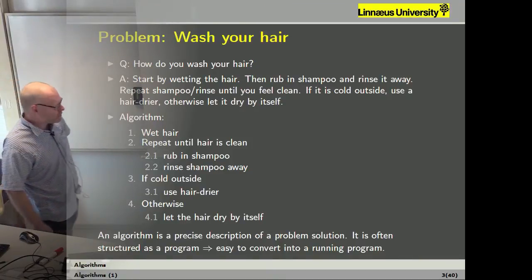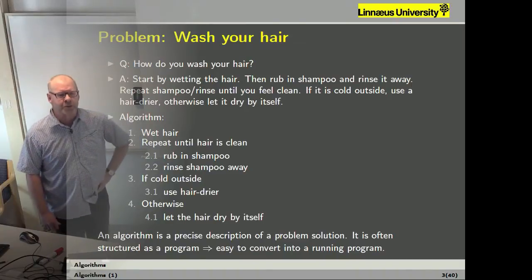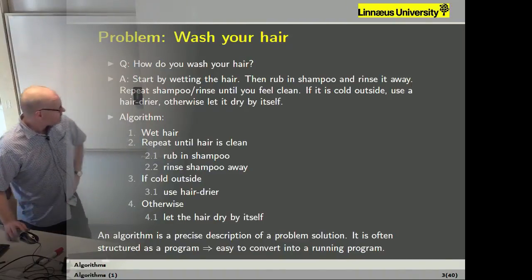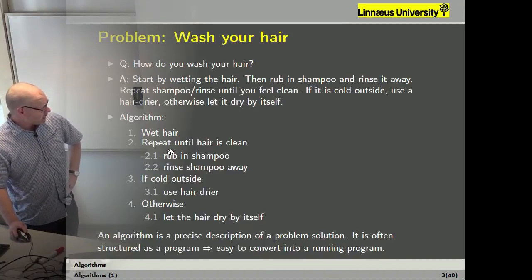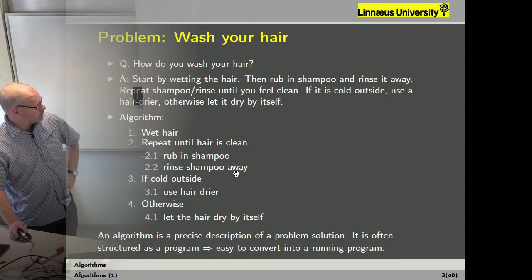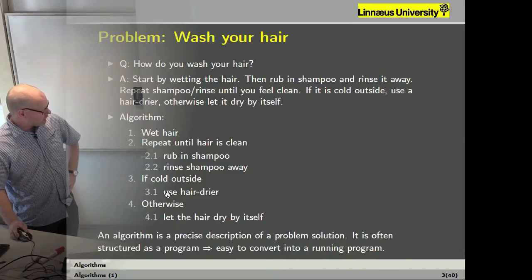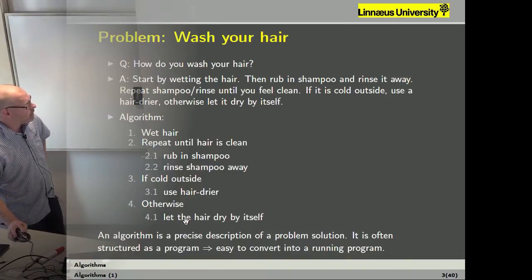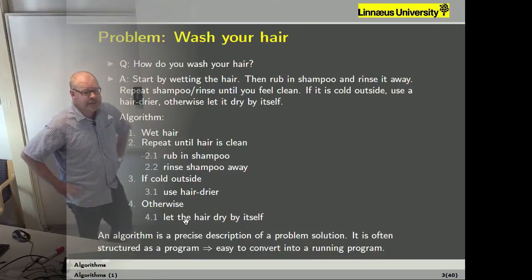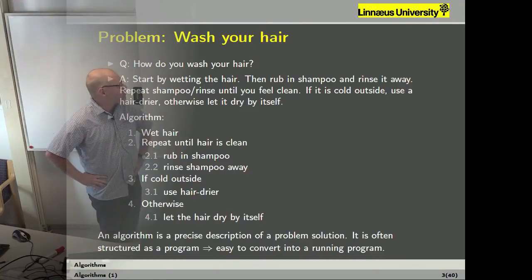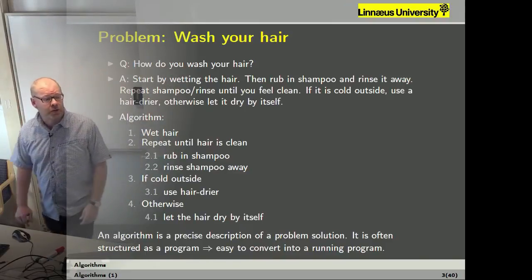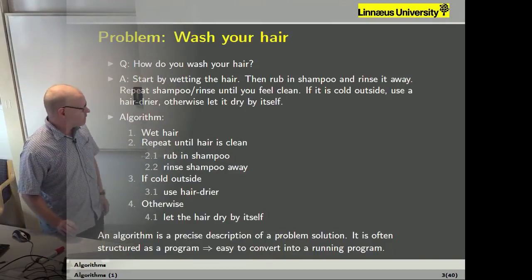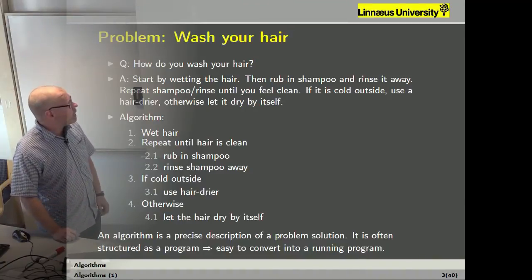If someone asks you a question and you know the answer, you will try to present it as an algorithm. So the structured way of saying it is that we start by wetting our hair, and then we repeat until the hair is clean: rub in shampoo, rinse the shampoo away. Then if it's cold outside, use a hair dryer, otherwise let the hair dry by itself. Does it make sense? This is a structured response to the question, how do you wash your hair? So this is an algorithm. It's a precise description of how to solve a problem.